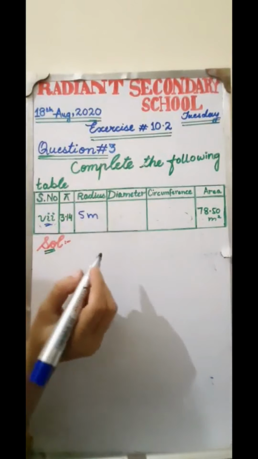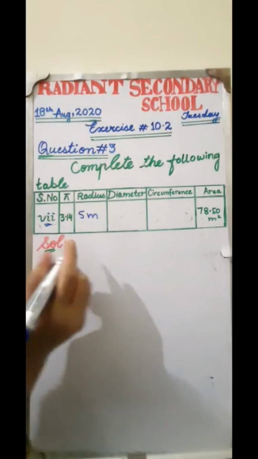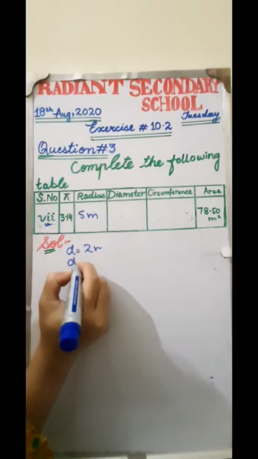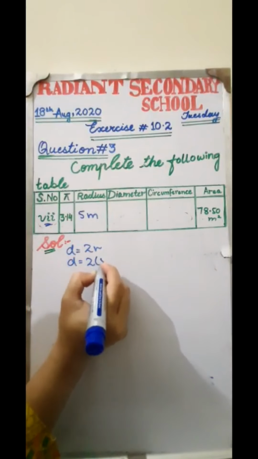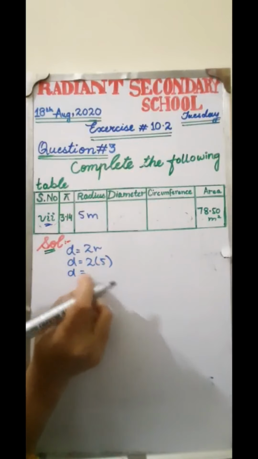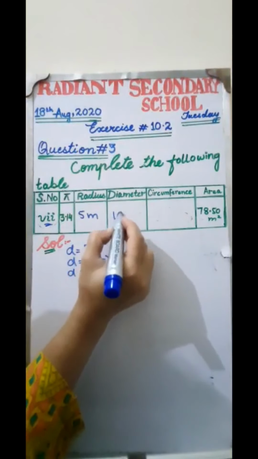Now we have to find diameter. For diameter we know that diameter D is equals to 2r. D is equals to 2 multiply by 5, and D is equals to 2 5s are 10. So our diameter is 10 meter.